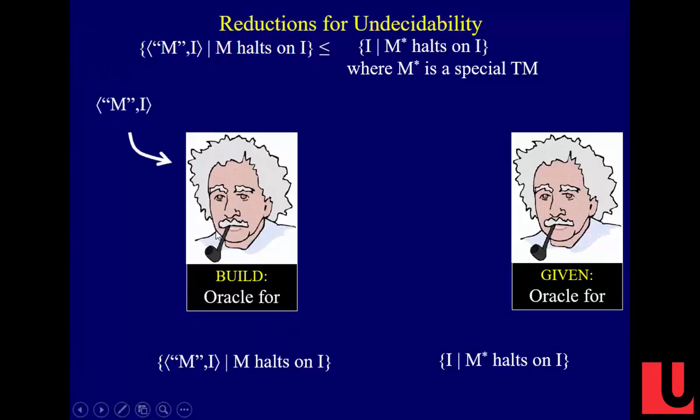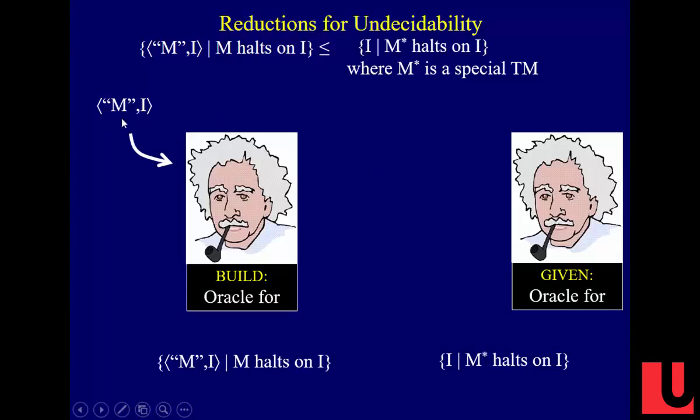And so we're given an M and an I. We want to know, does M halt on I? Well, what do we give? We got to do an instance map. We got to map this M and an I to some input that we give this oracle. And what do we have to tell this oracle, just information theoretically?